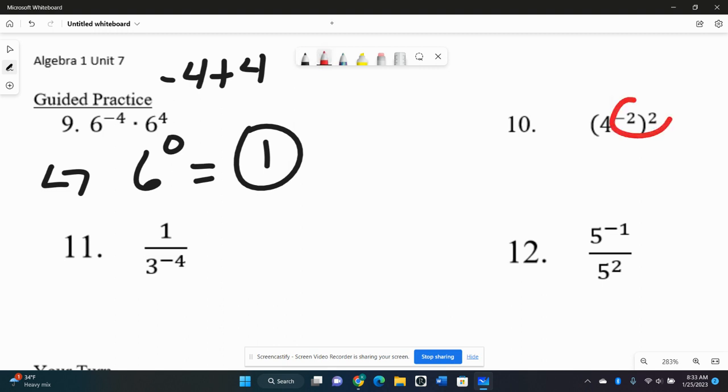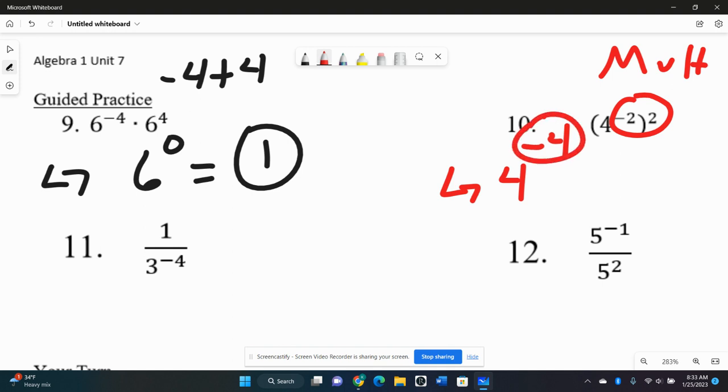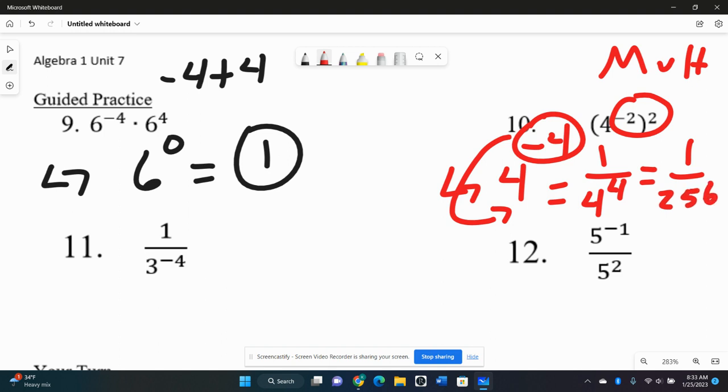Number 10, what do we do to those two exponents? We multiply them first. So we have 4 to the power of negative 4. What do we do with our exponent? Because it's negative, we flip it. So we get 1 over 4 to the 4. What is 4 to the 4? Well, that's 256.